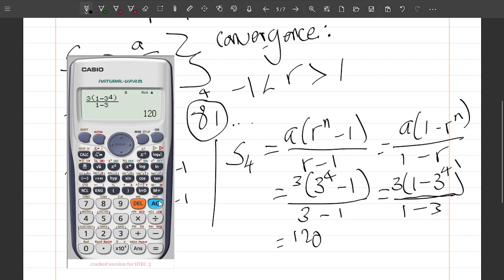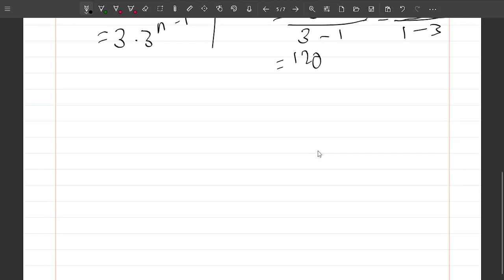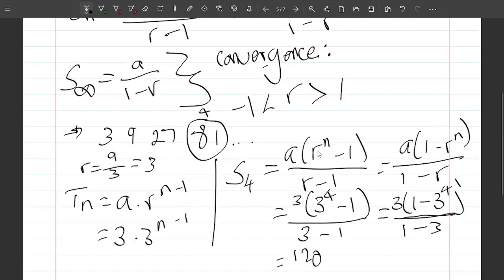Easy as pie, just like the arithmetic number patterns. Then let's get to the concept. Actually, let's see. Does this pattern converge? Well, let's think it through. Remember what convergence means. Convergence means that my r has to be between -1 and 1. However, the r that I got is 3. So clearly this pattern does not converge.